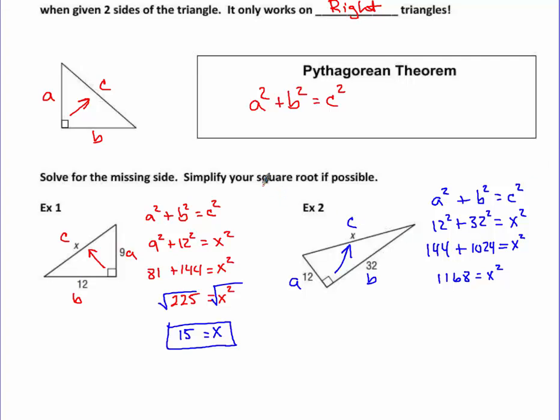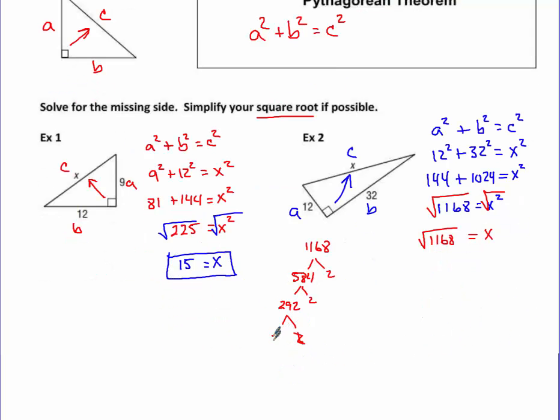Now, your instructions say simplify your square root if possible. So we're going to simplify it and get x equals the square root of 1168. So we're going to take 1168 and it's way too big. So we're just going to start and divide it by 2 and get 584. So we'll divide that by 2 and we get 292. And then we'll divide that by 2 and we get 146. We'll divide that by 2 and we finally get down to 73. Now 73 is not a number we can break down anymore, so we can stop there.